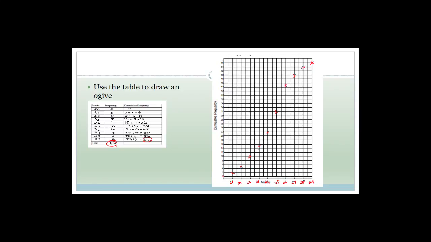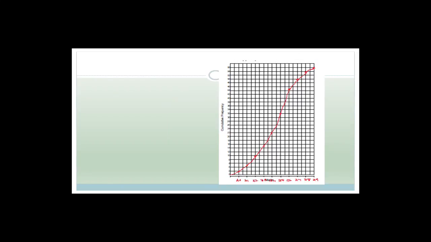And now what you do is you join the dots. So you go through it as best you can. And obviously you guys have erasers, so if you mess this up, you can erase it and start again. And you end up with a graph that looks more or less like that.